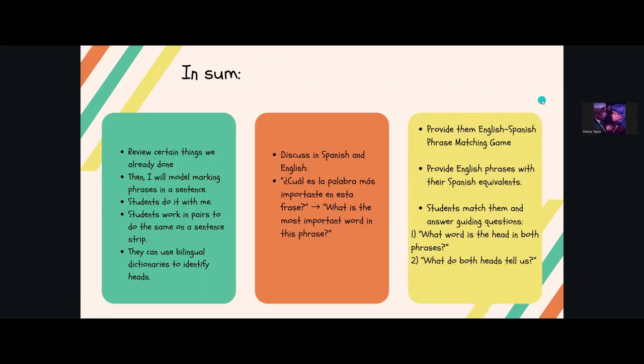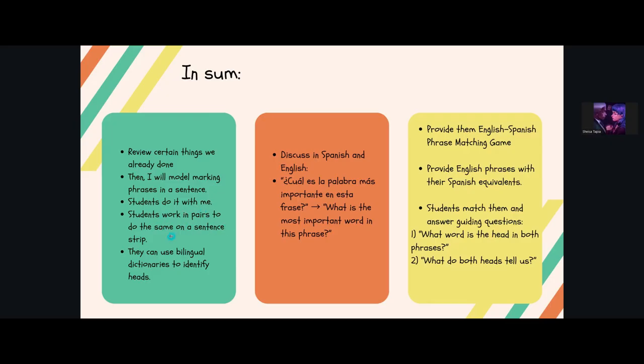In summary, the way that I would do this is that I would review certain things we have already done. I love doing that. The kids seem to always love it too. Then I will model marking phrases in a sentence. I would really practice, practice, practice and do it together, so students do it with me. And then that gives me other opportunities to see if anyone's confused.